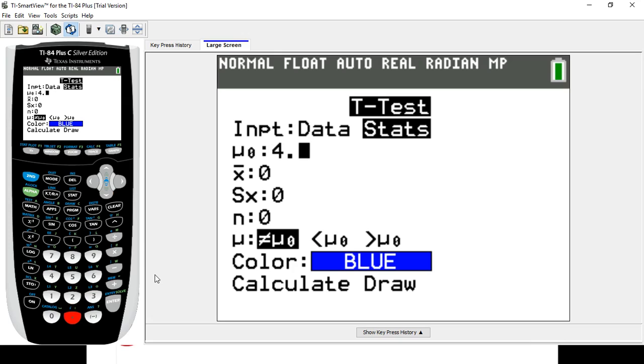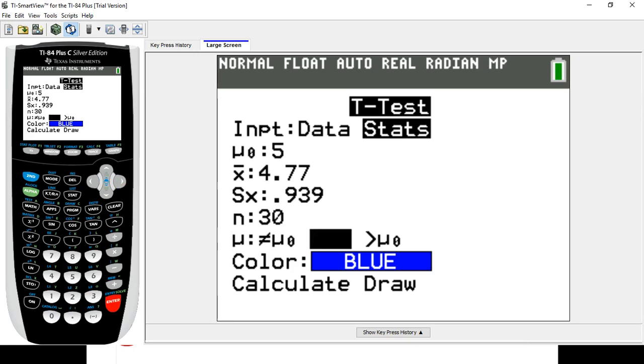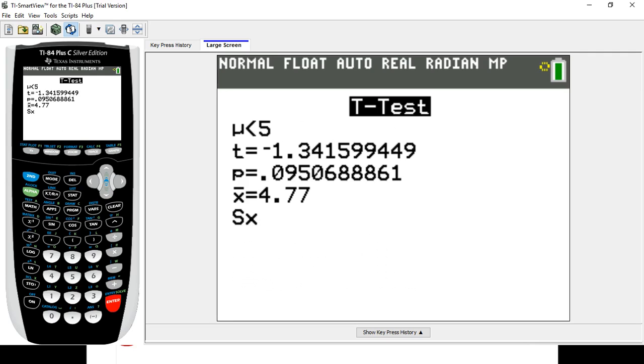So mu zero, the mean, was 5. That's your null hypothesis. X-bar was 4.77. S is 0.939. This was 30 locations, so n is 30. We wonder if this is unsafe, so don't get confused by the little sub-zero thing. We're just wondering if it's unsafe. I had a less than sign for my HA, so I choose the less than sign here. I hit calculate, and that's where I got the negative 1.3416 and the p-value of 0.0951.